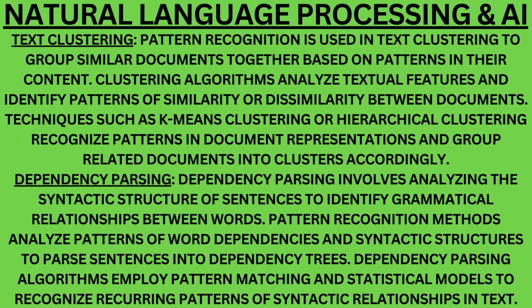Text clustering. Pattern recognition is used in text clustering to group similar documents together based on patterns in their content. Clustering algorithms analyze textual features and identify patterns of similarity or dissimilarity between documents. Techniques such as k-means clustering or hierarchical clustering recognize patterns in document representations and group related documents into clusters accordingly.